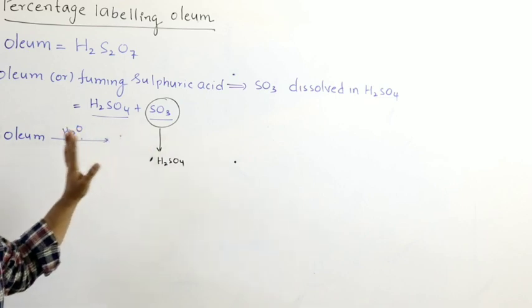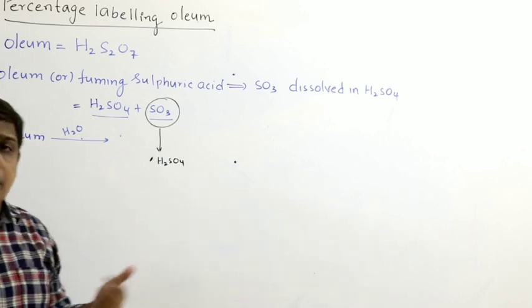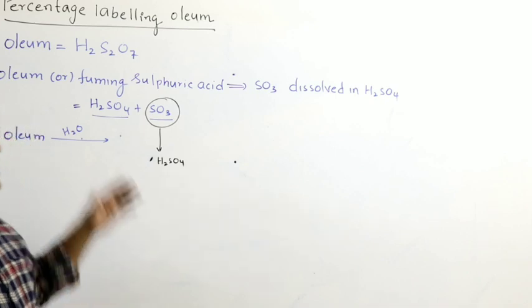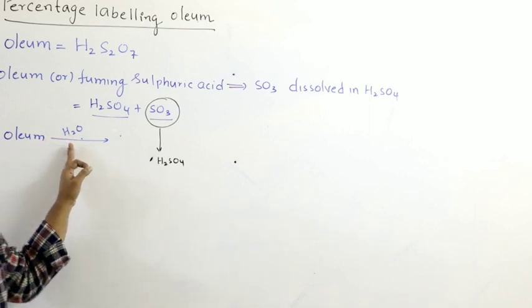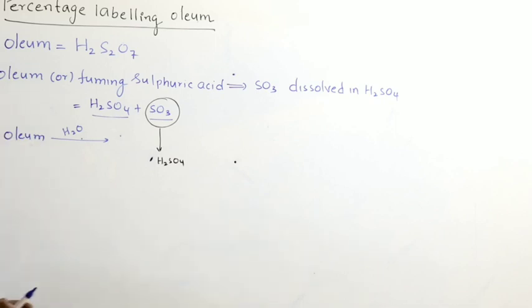The total amount of H2SO4 present in 100 grams of oleum upon dilution with the desired amount of water, we call it percentage labeling of oleum. So once again, what is percentage labeling of oleum? The total amount of H2SO4 obtained when oleum is diluted with the desired amount of water, we call it percentage labeling of oleum.